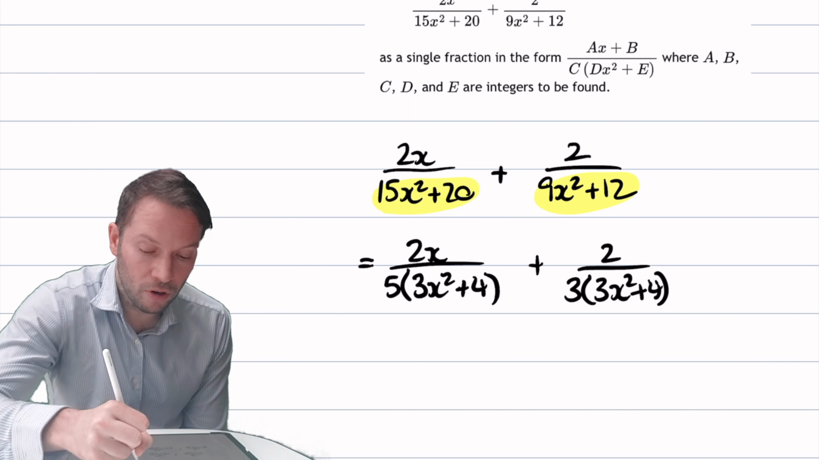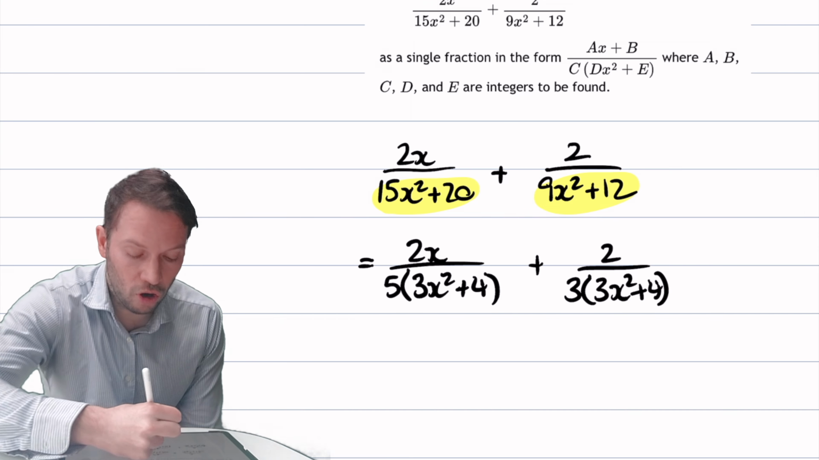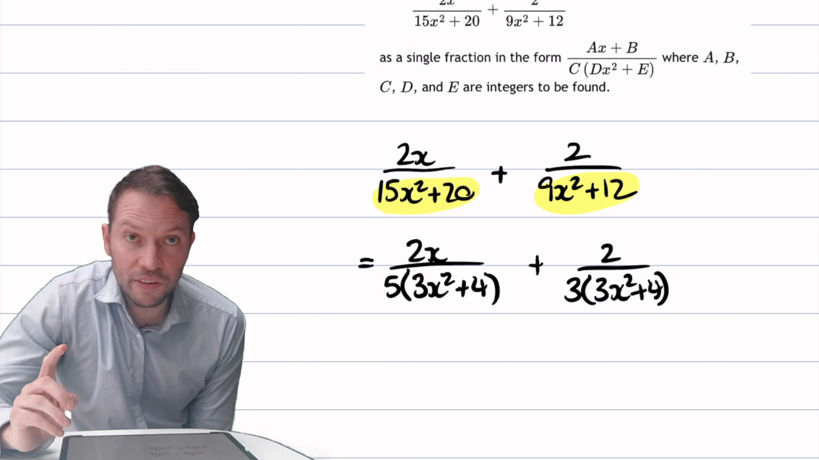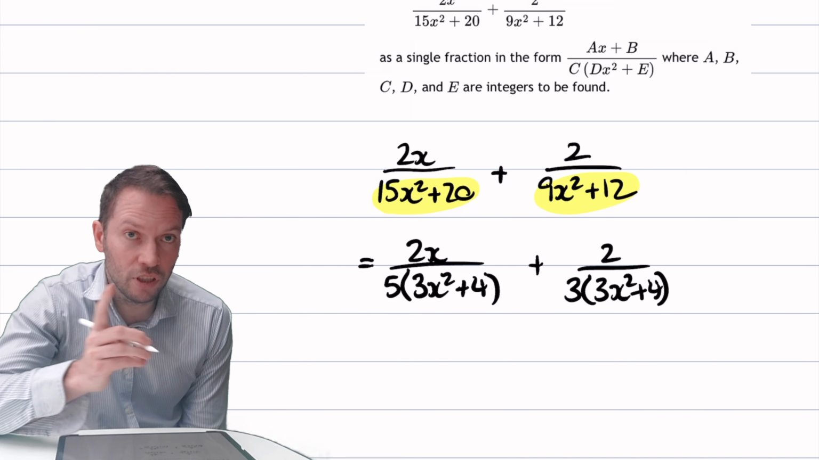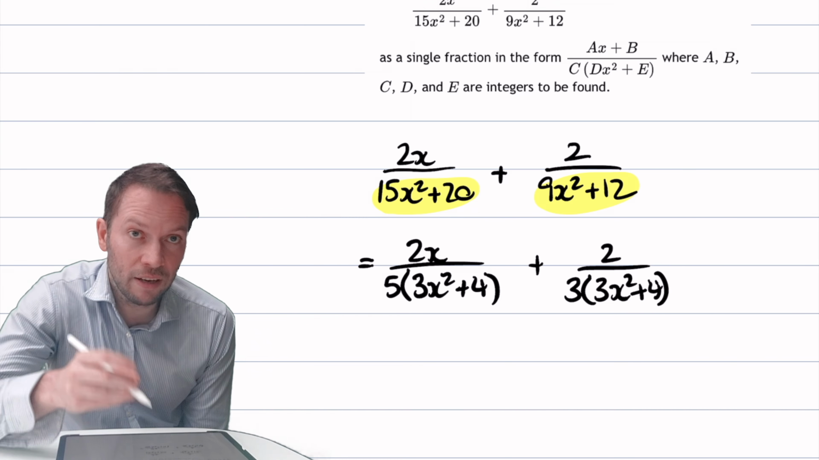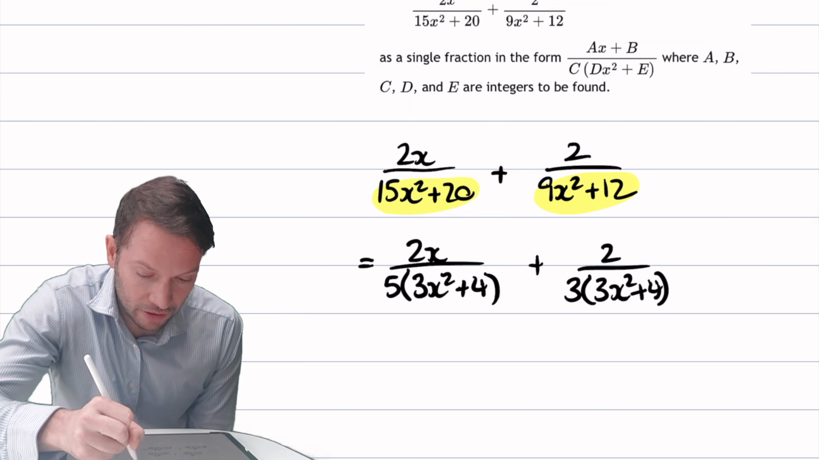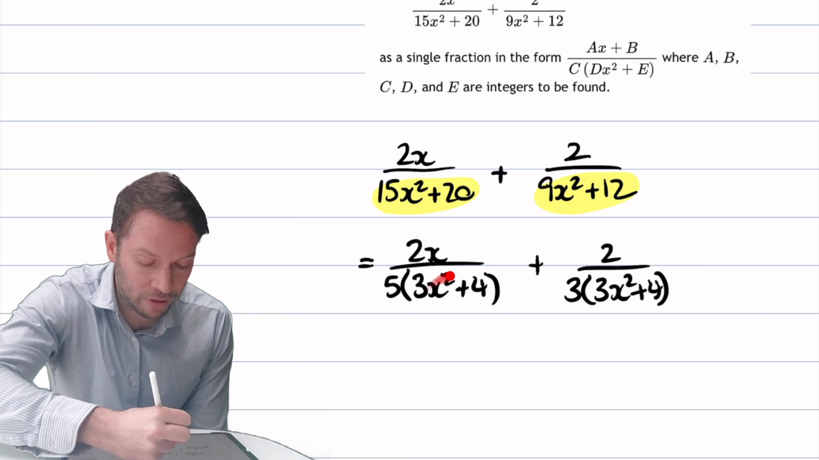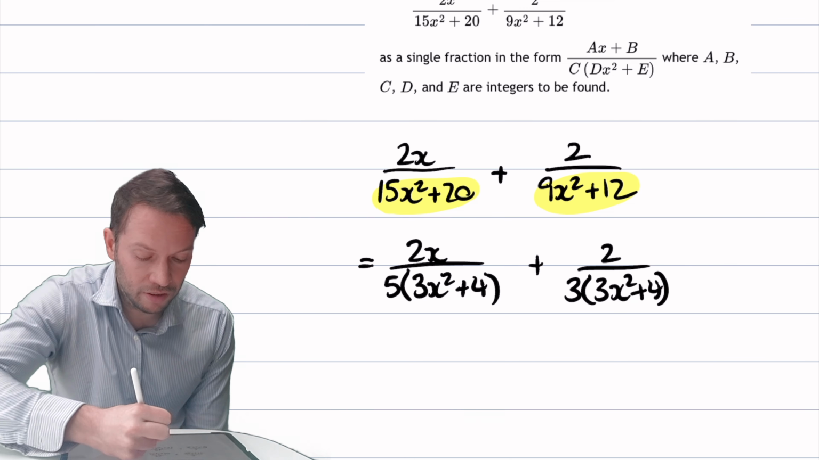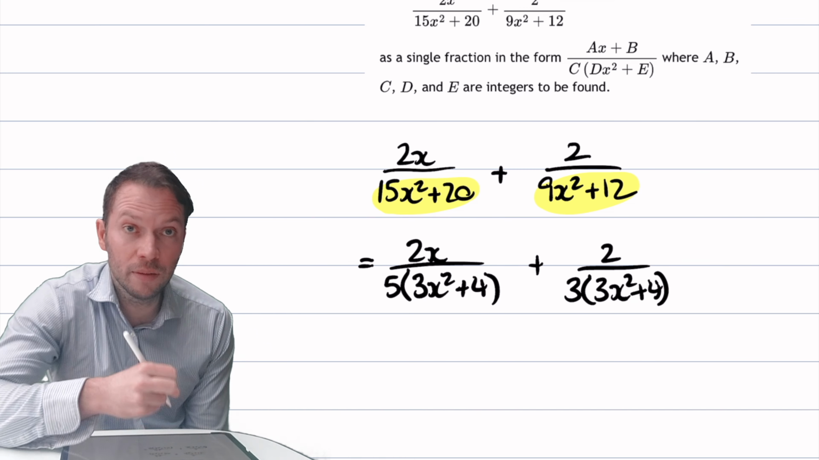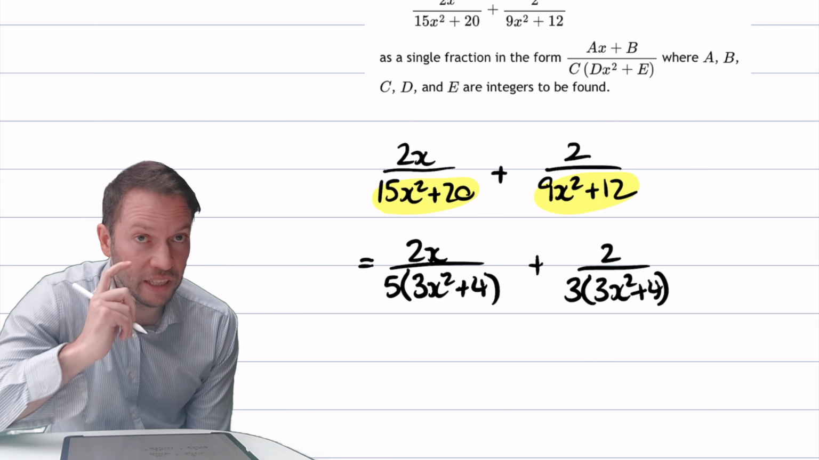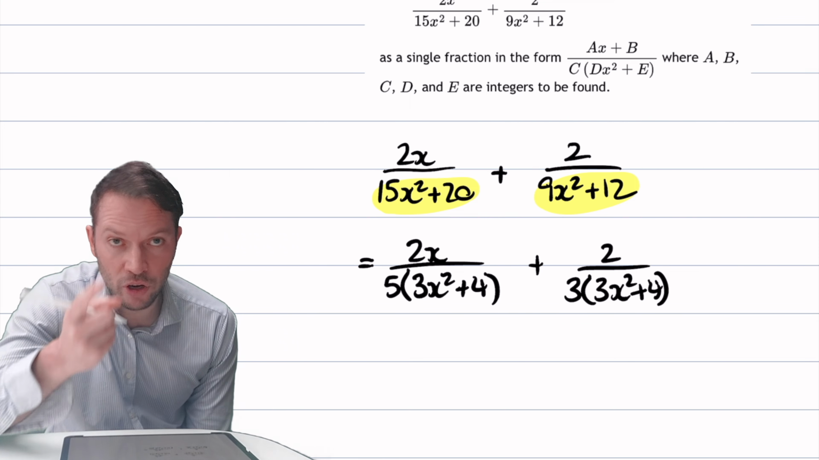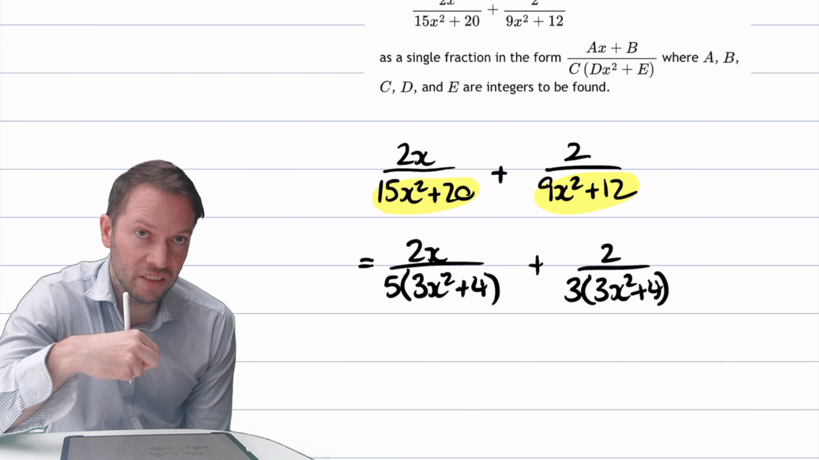Now, what you'll often find is that you have a common factor in each of these denominators, and that's good. Because remember, we need the same denominator across the two fractions in order to be able to add or subtract these fractions. So I need this and this to be the same. Now, they already have the 3x squared plus 4 in common, so I just need this 5 and the 3 to be the same number. And we can do that just by scaling each of the fractions individually. Whatever you multiply the numerator by, you multiply the denominator by the same.